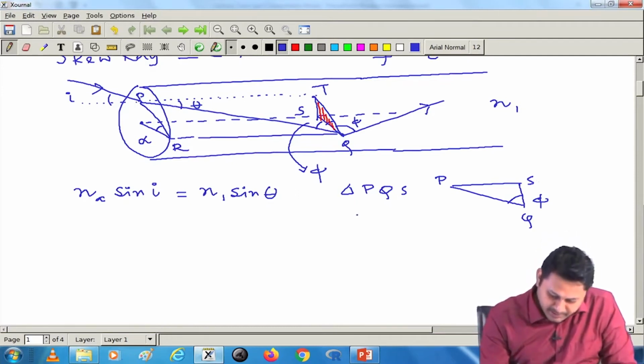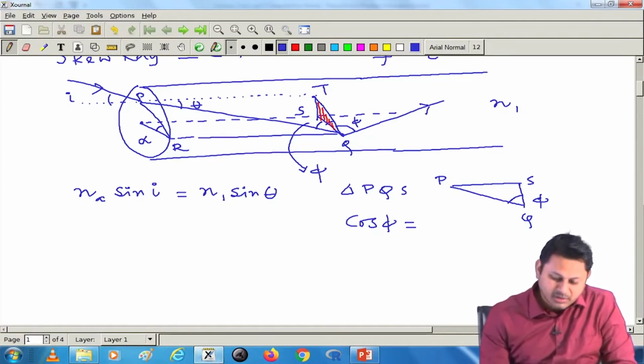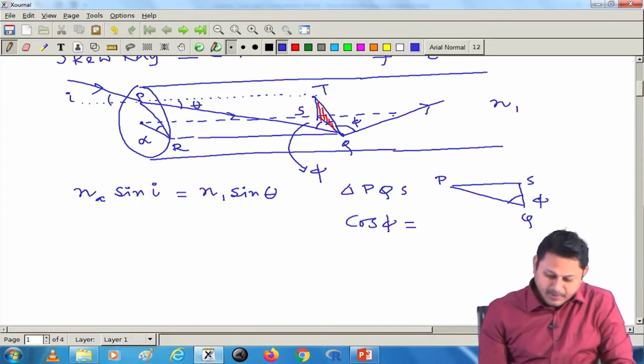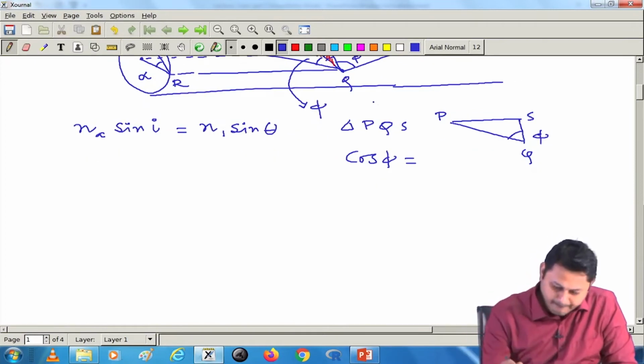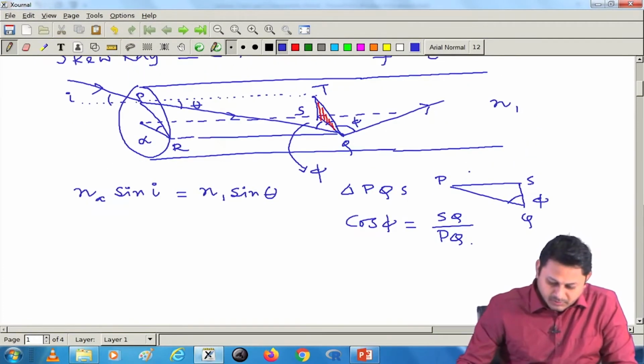Well, from here I can have cos phi, because mind it, I need to correlate with I and phi. So whatever the geometry I have, from that I need to correlate with I and phi. That is precisely my goal, and I will try to do that with whatever the ray geometry I am having. So these are the rays, so let us put the ray sign. So cos phi should be SQ divided by PQ. Okay.